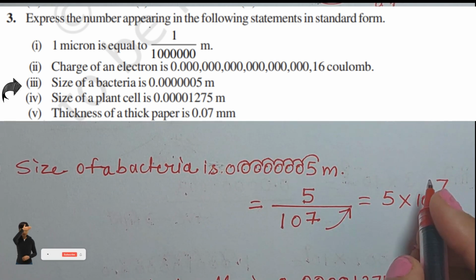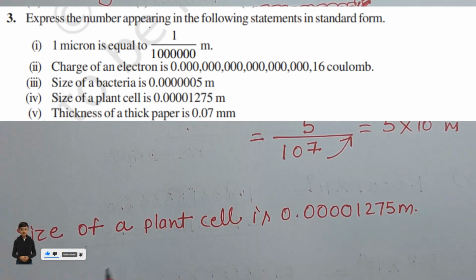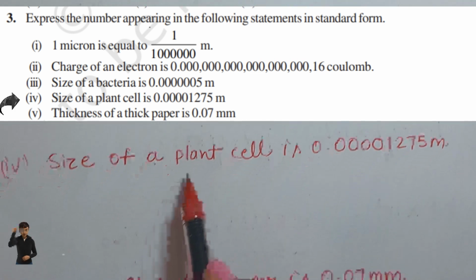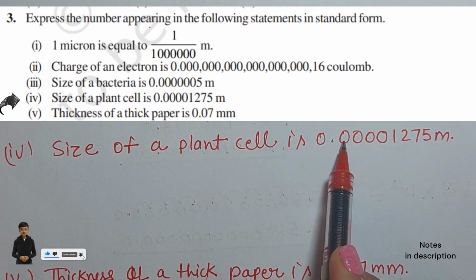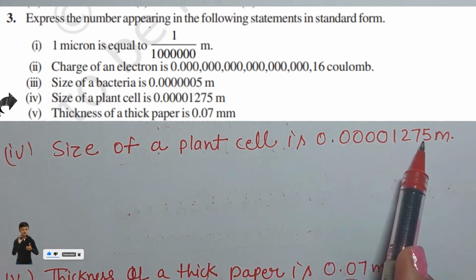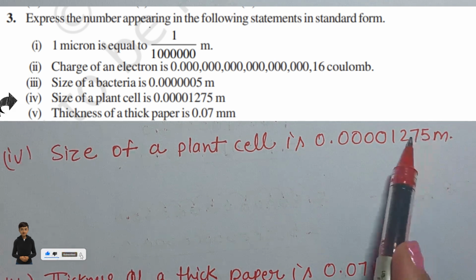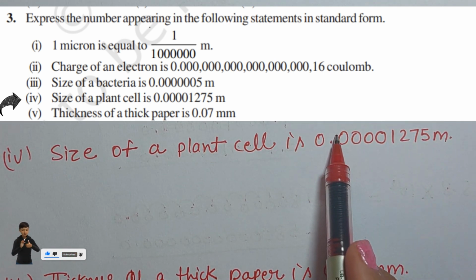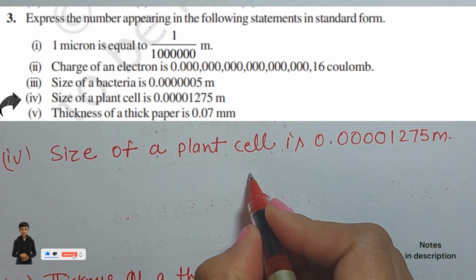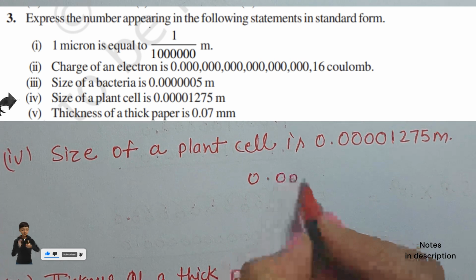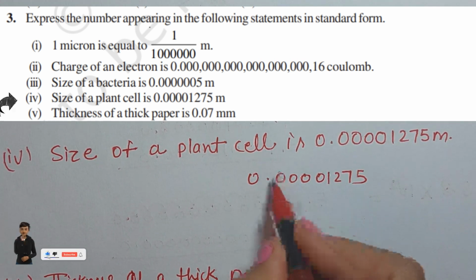Meter. Okay. Now next part of this question, fourth part. Size of a plant cell is 0.00001275 meter given. So how we will solve this? Again we will shift this decimal point. Where we will shift? We will shift this to the right side. So we have 0.00001275. And now count these steps.